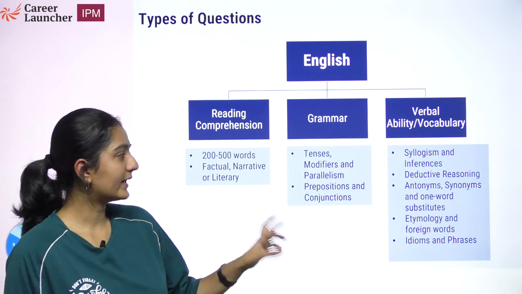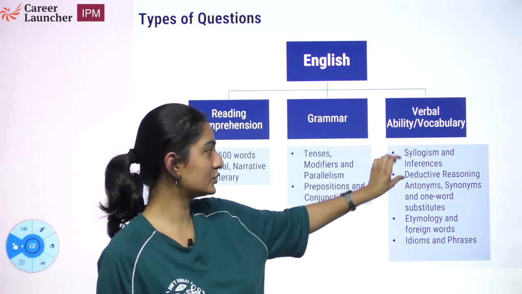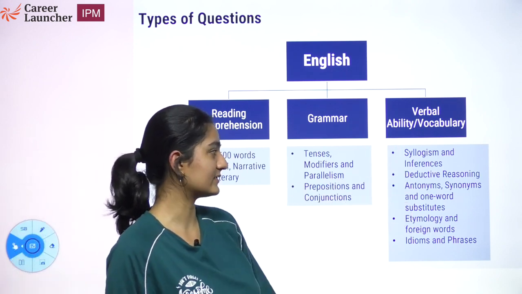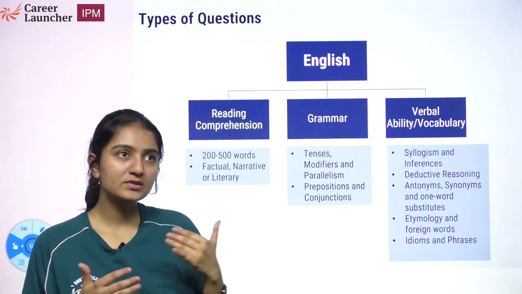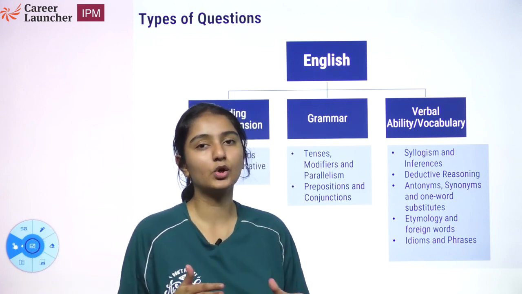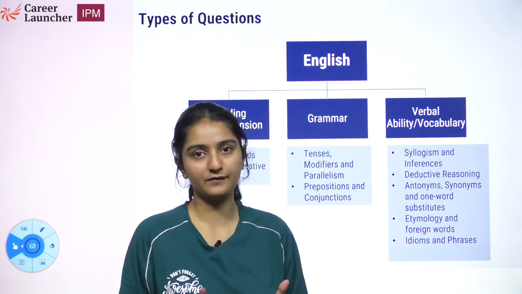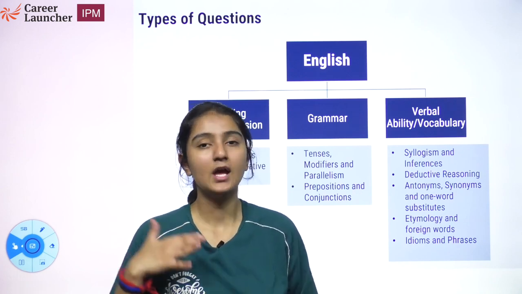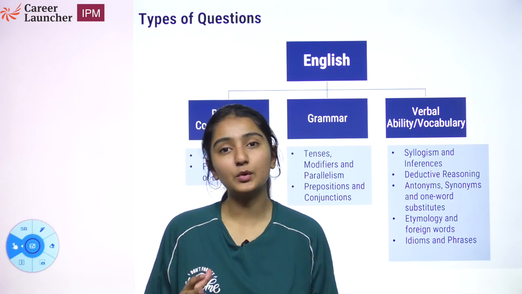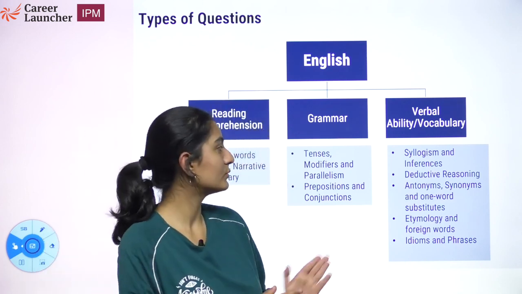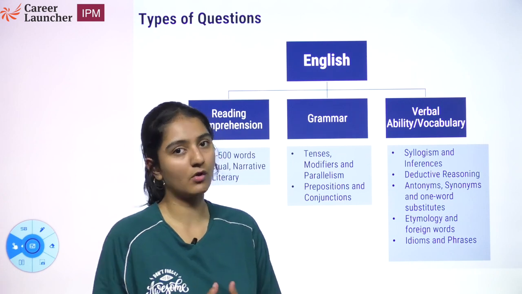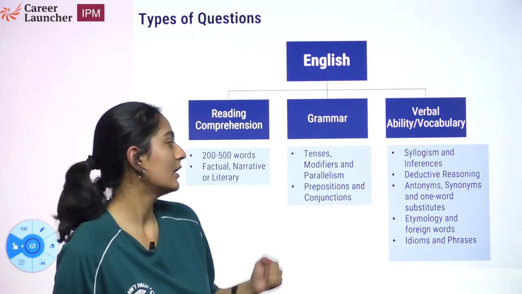Now, when you look at the first 2 topics, syllogism and inferences and deductive reasoning, both of these topics are more inclined towards the reasoning side of it. So it has less of English and more of reasoning. So you have to be very strong when it comes to both of these topics. Your reasoning should be strong enough to tackle these questions.